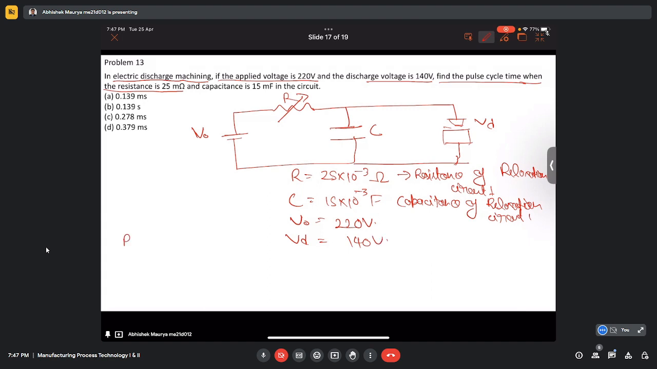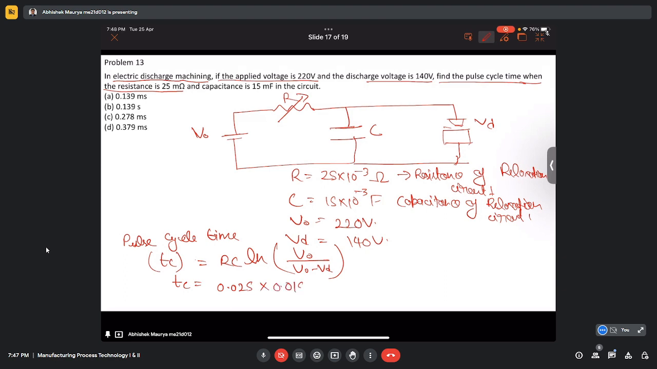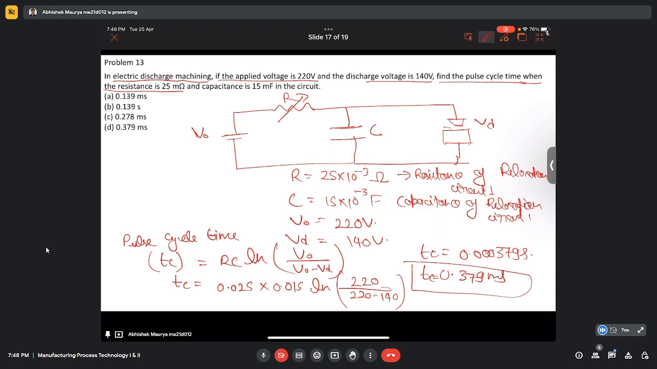If you remember the relationship between the charging time, which is also equal to the pulse cycle time, it is TC equals RC natural log of V0 divided by V0 minus VD. Now, if you substitute the values and calculate, you will get TC equals 0.000379 seconds, or 0.379 milliseconds. So the correct answer is D.